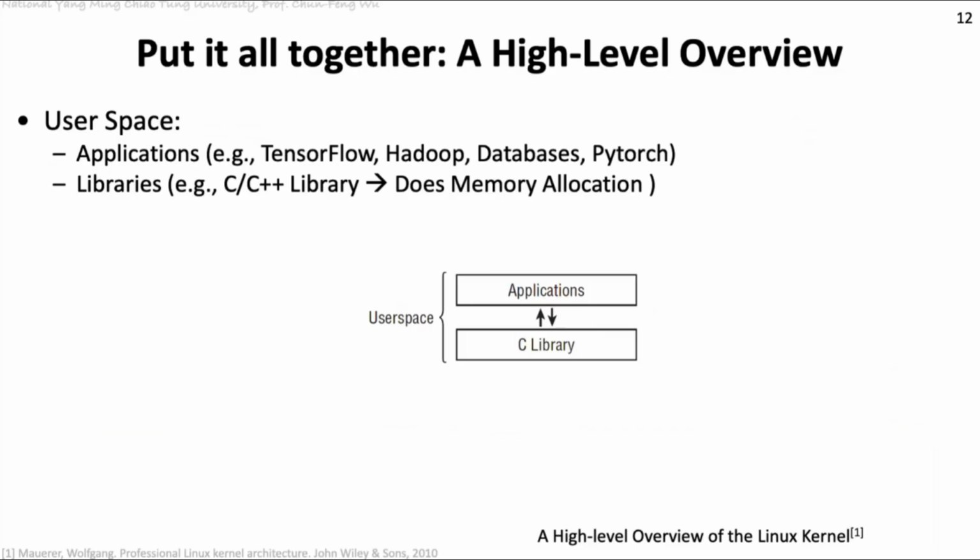So let's put it all together. Here is a high-level overview. In the user space, there are applications. Applications include things like TensorFlow, Hadoop, databases, and PyTorch, all those kinds of things. Below the applications, there are libraries, including the C and C++ libraries, and maybe for Python there is an interpreter, all those kinds of things. So they are all below the application.